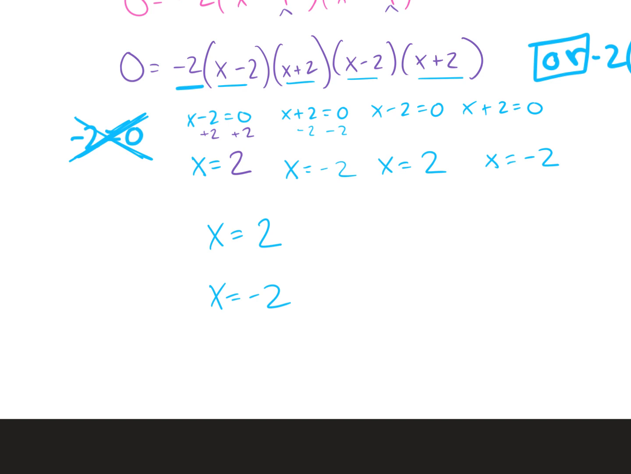What's my multiplicity at 2? How many 2's do I have? 2. So I have the multiplicity of 2, which 2 is even or odd? Even. So does that mean my graph goes through or touches and turns? Go back to the last slide. What does it say? It touches and turns. When the multiplicity is even, even means that it touches and turns.